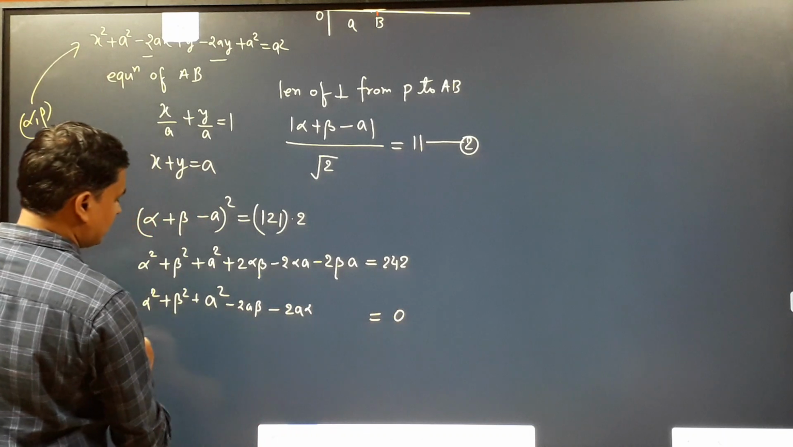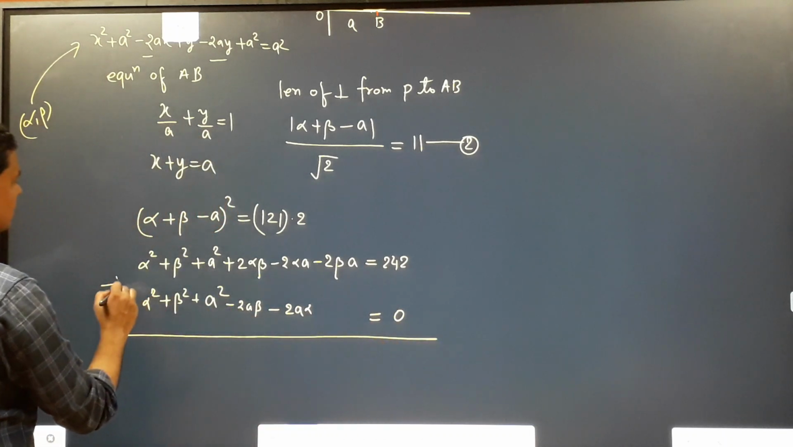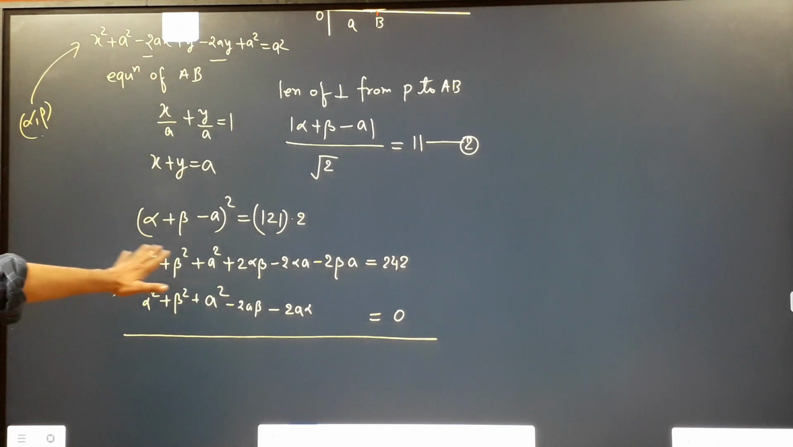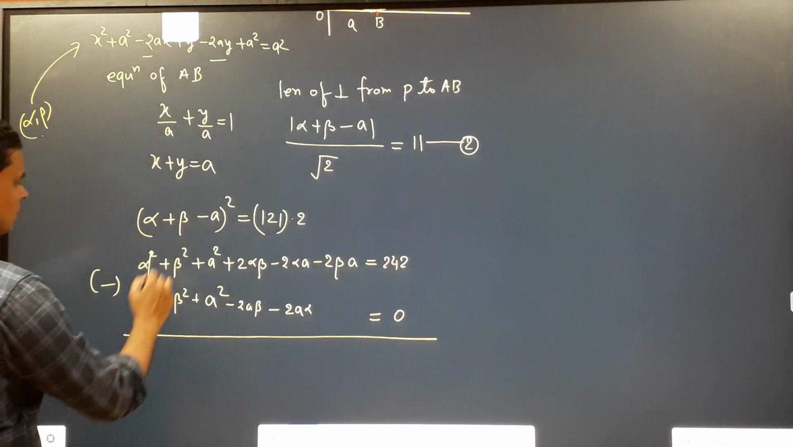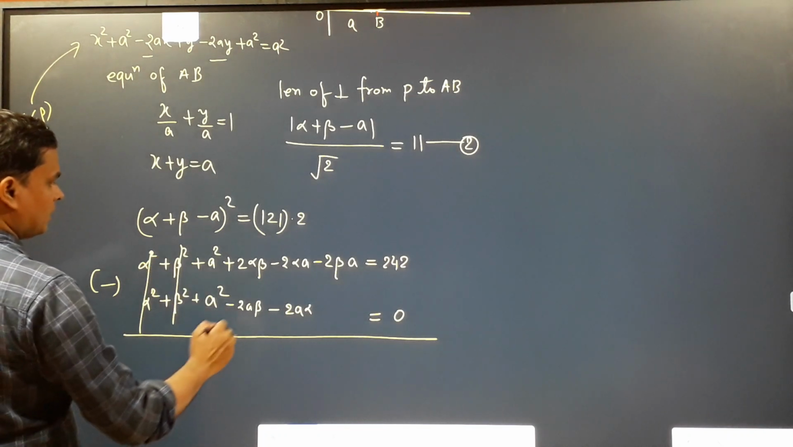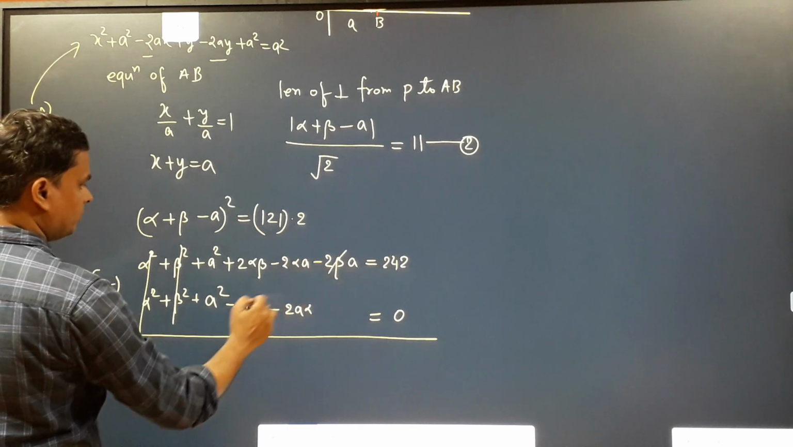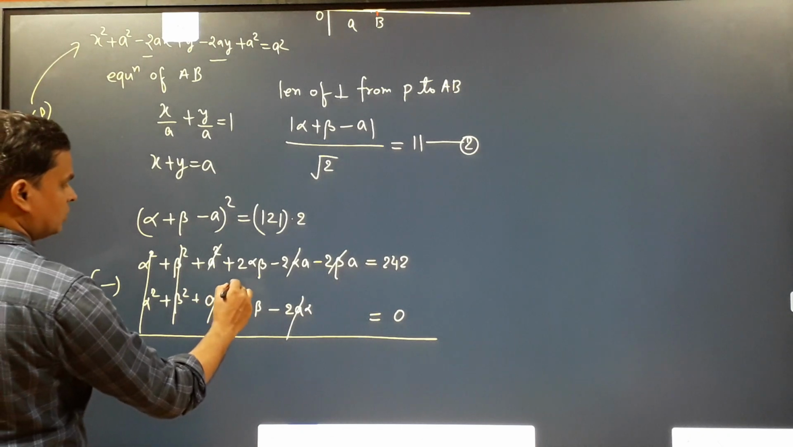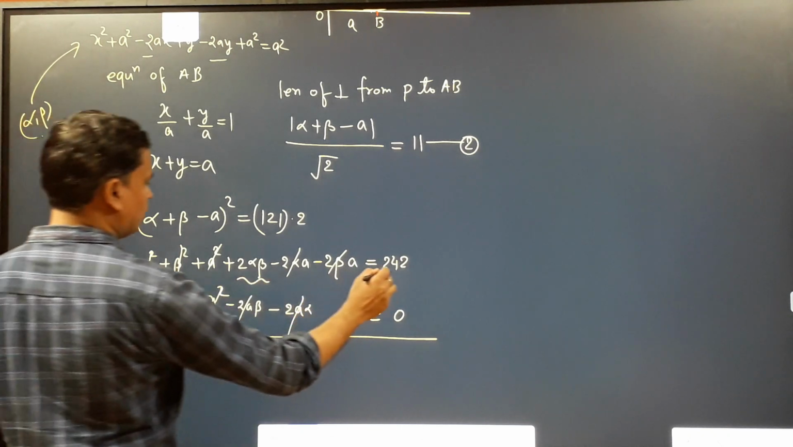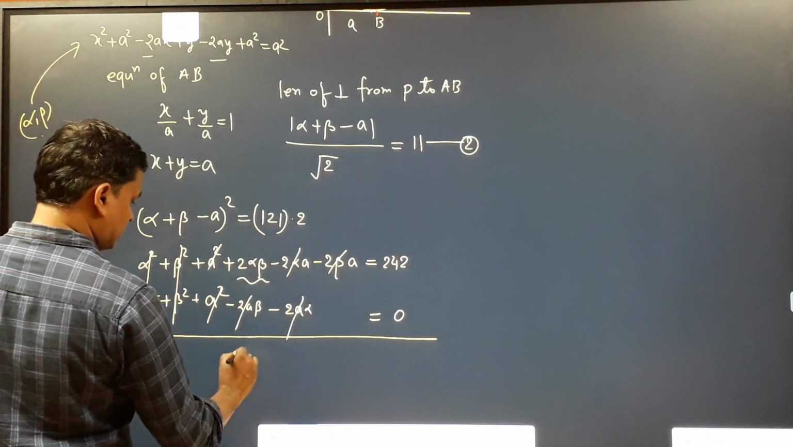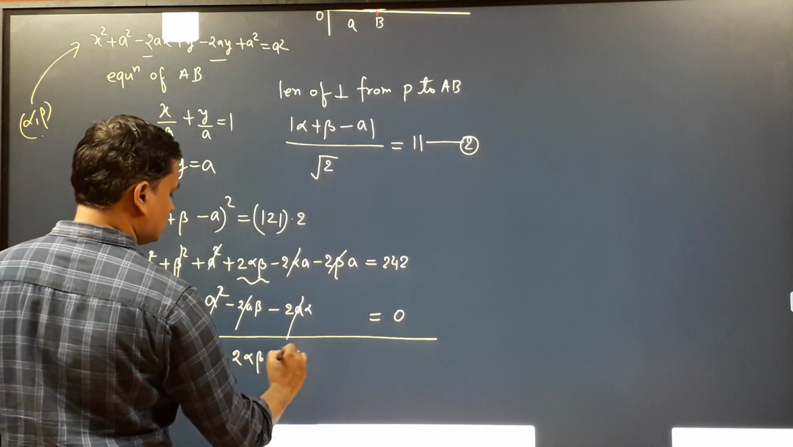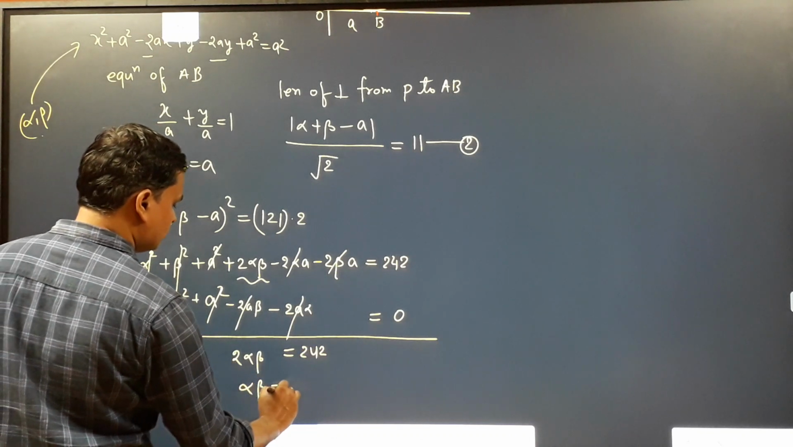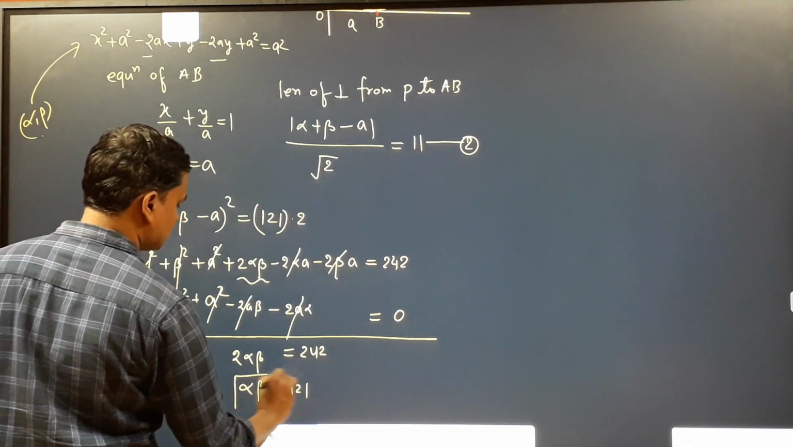So if I subtract these two equations, what I did actually, I am putting alpha beta in this equation and subtracting it from this equation. So alpha square and beta square cancel, 2A beta cancels, 2 alpha A cancels, A square cancels. So what remains? 2 alpha beta, and here 242. So we get 2 alpha beta is equal to 242. From here I can simplify it as alpha beta is equal to 121. This is the final answer.